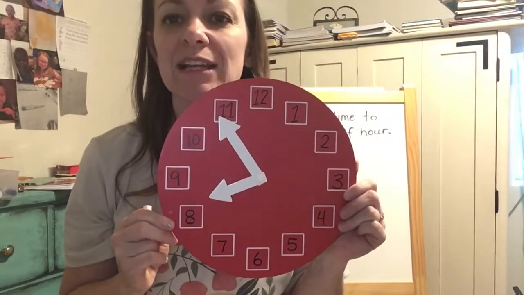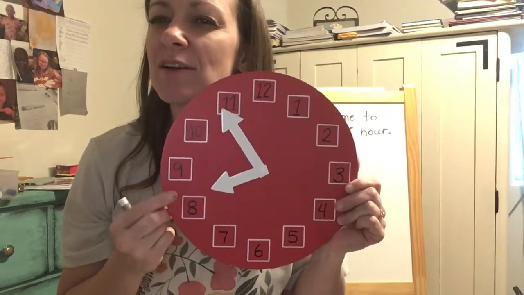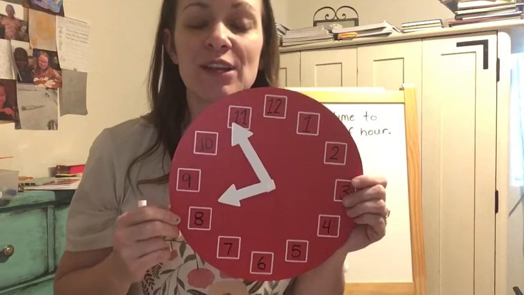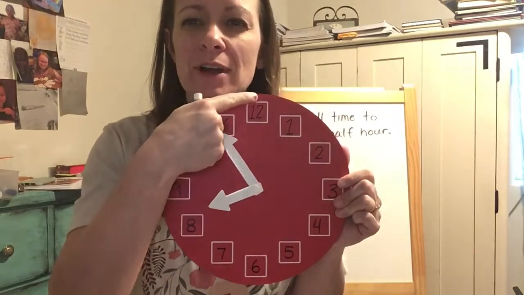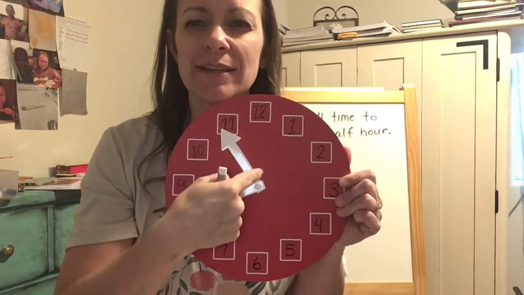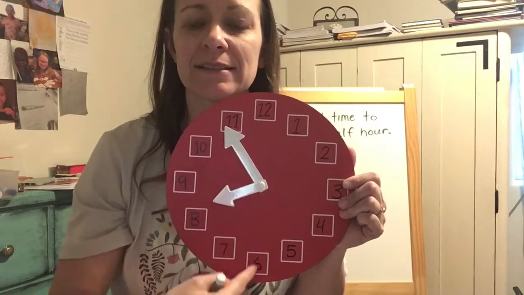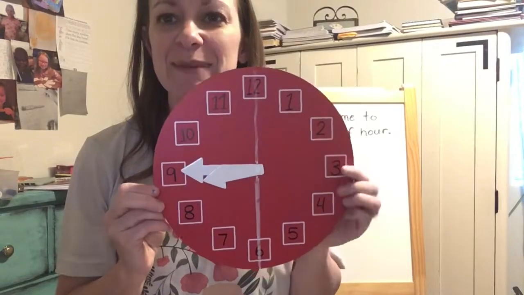All right, here is our clock. Do you remember what kind of clock this is called? It's not a digital clock, it's an analog clock, right? So on an analog clock, you can draw an imaginary line straight down the middle, all the way from the 12 down to the 6. All right, there's my line.